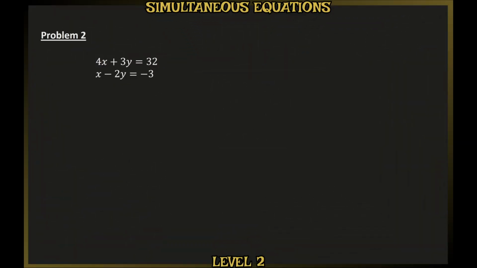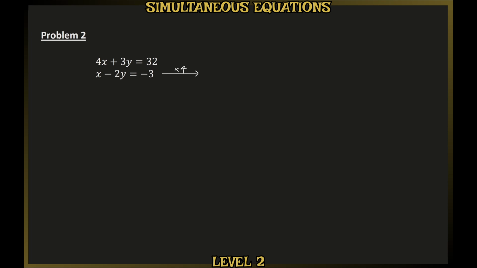In problem 2, we're solving 4x plus 3y equals 32 and x minus 2y equals minus 3. Now again, we'd like to eliminate either the x's or the y's, so we need the same number in both equations, and we don't start with the same number of either. Having said that, we can multiply the bottom equation by 4, and we can see that if we do that, we're going to get a 4x in this equation, which matches the 4x in the equation above.